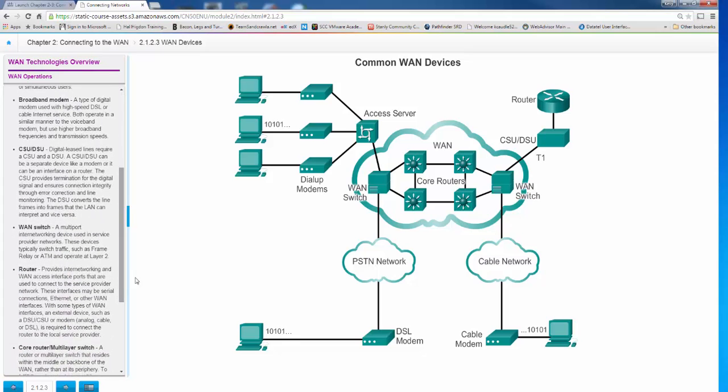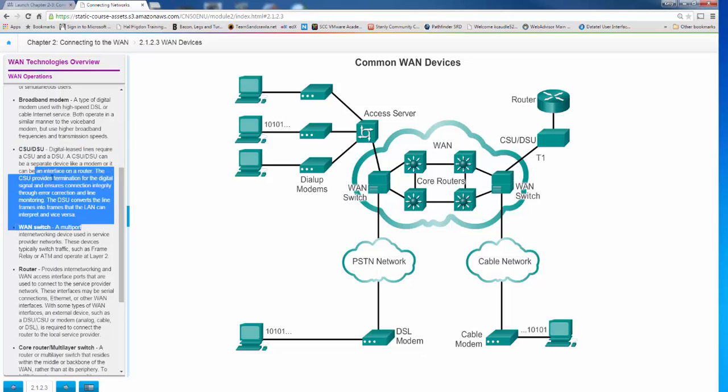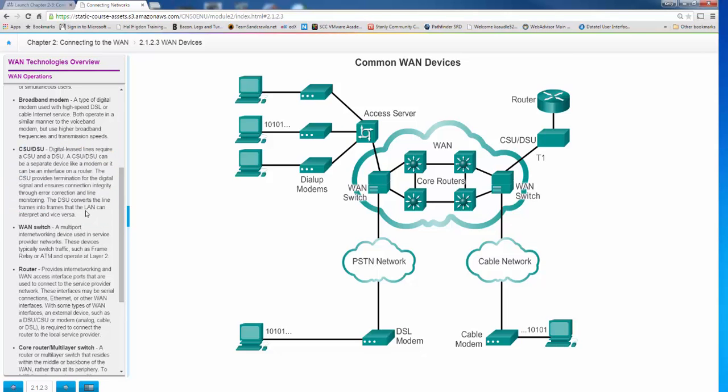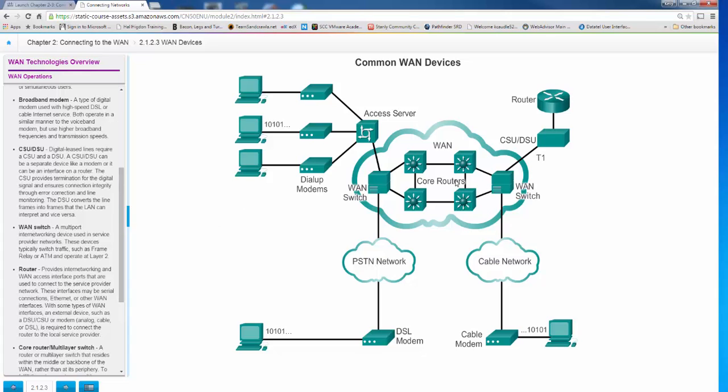Broadband modems are DSL or cable modems, and they provide high-speed access, and again, high speed is relative compared to LAN speeds. CSU/DSU is a channel service unit, data service unit. Typically those are DCEs, data circuit-terminating equipment, because they provide clocking. A WAN switch is a multi-port internetworking device in service provider networks, and it can switch traffic using Frame Relay, ATM, MPLS, those types of technologies.